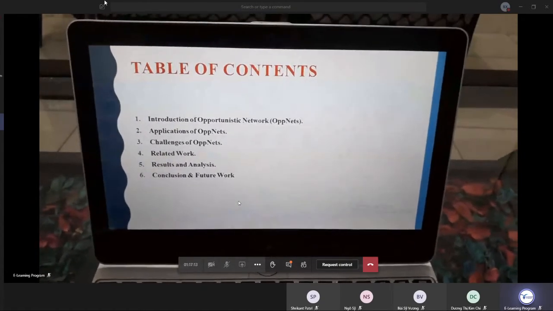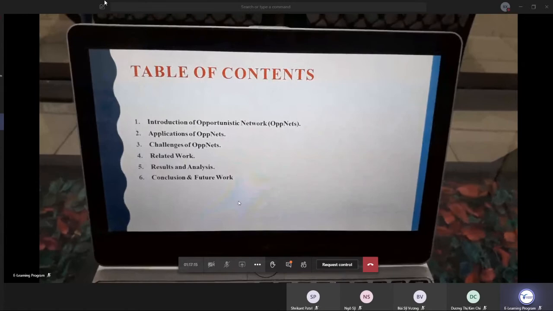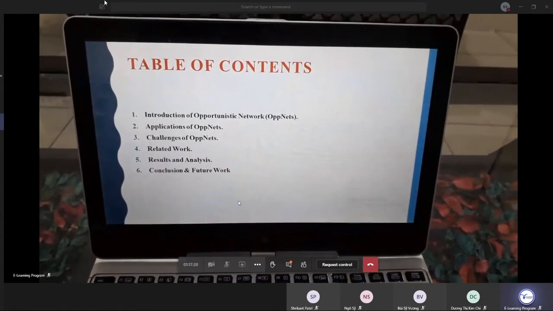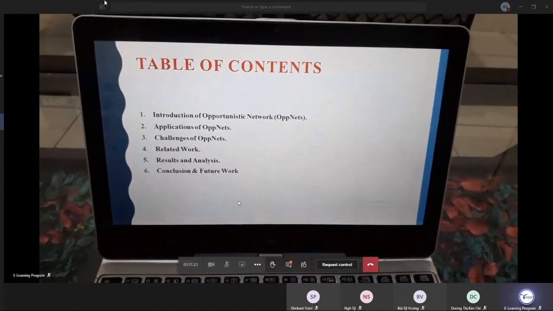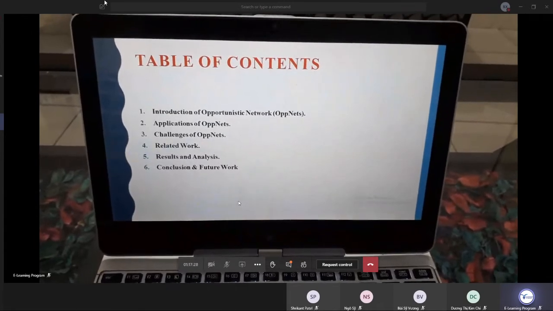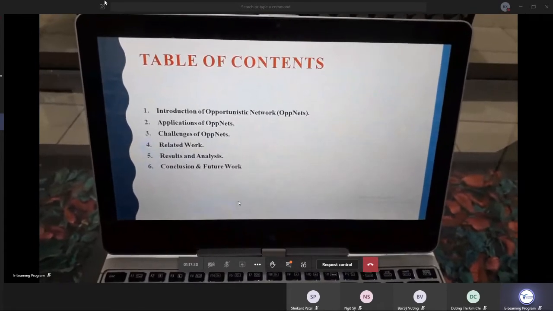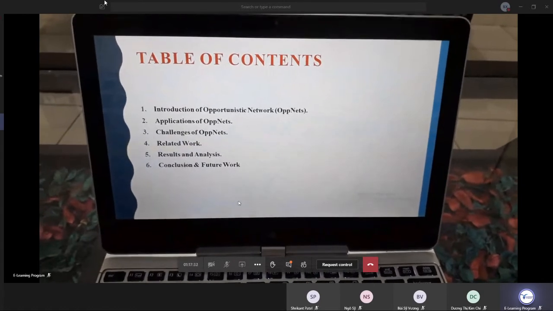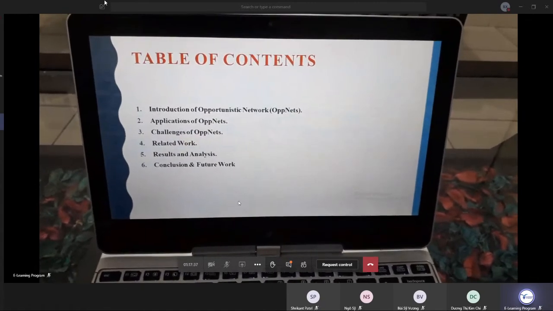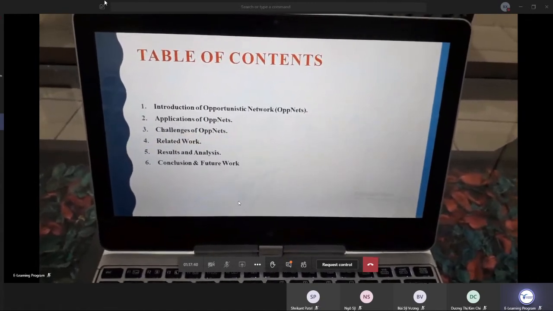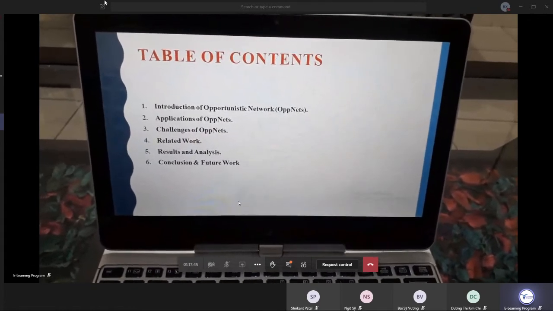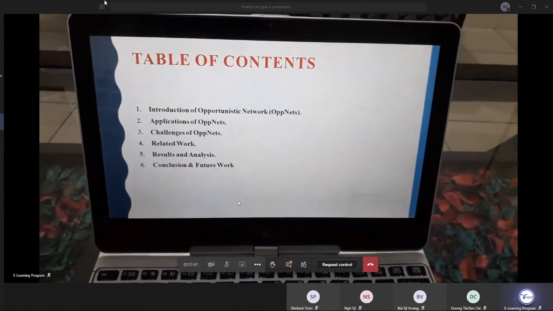This is my table of contents. First, I will give an introduction of opportunistic network. Then I will explain the applications of opportunistic network. After this, I will discuss some challenges for opportunistic network. In related work, I will explain some routing protocols which belong to opportunistic network.